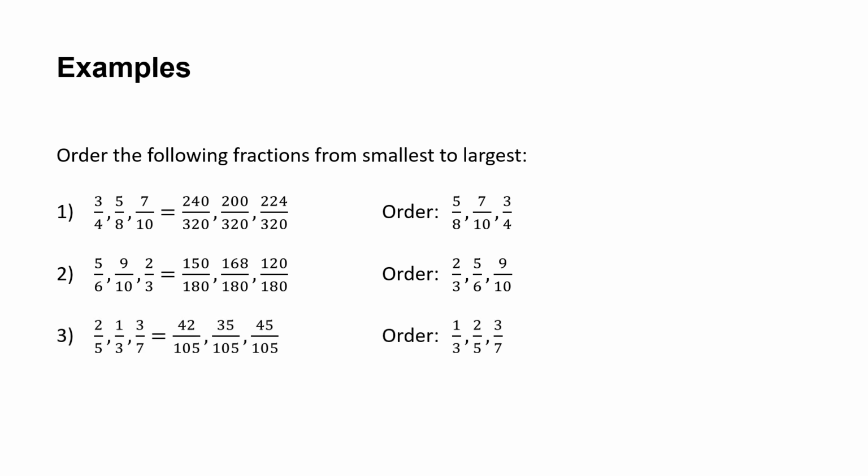And then the last line we did here, we had 2/5, 1/3, and 3/7. This gives us the common denominator of 105, and then working this out, we get 2/5 is equal to 42 over 105. 1/3 is equal to 35 over 105, and 3/7 is equal to 45 over 105. Again, by comparing the size of the numerators, we get that 1/3 is the smallest, then it's going to be 2/5, and lastly it's going to be 3/7.